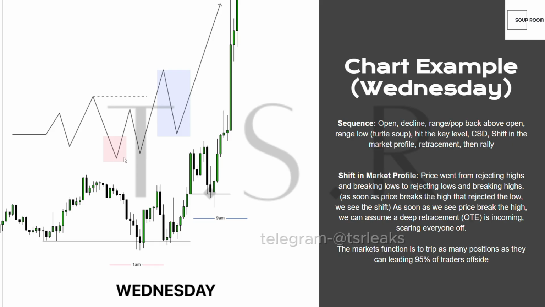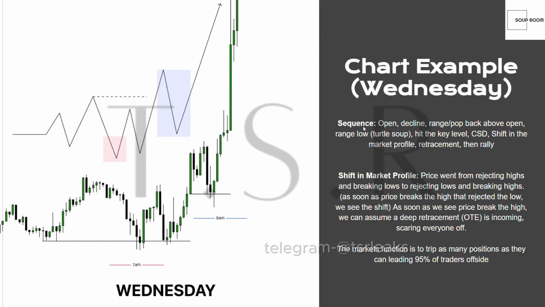This is a market structure shift on the lower time frame. Entry right here. Then we will expand above the high that caused the turtle soup. This in itself is the market structure shift. This will happen right before the OTE retracement. And then we rally.